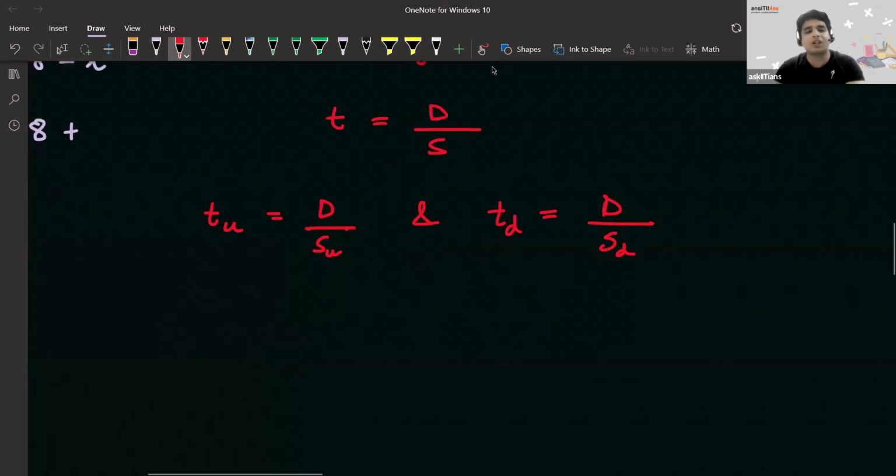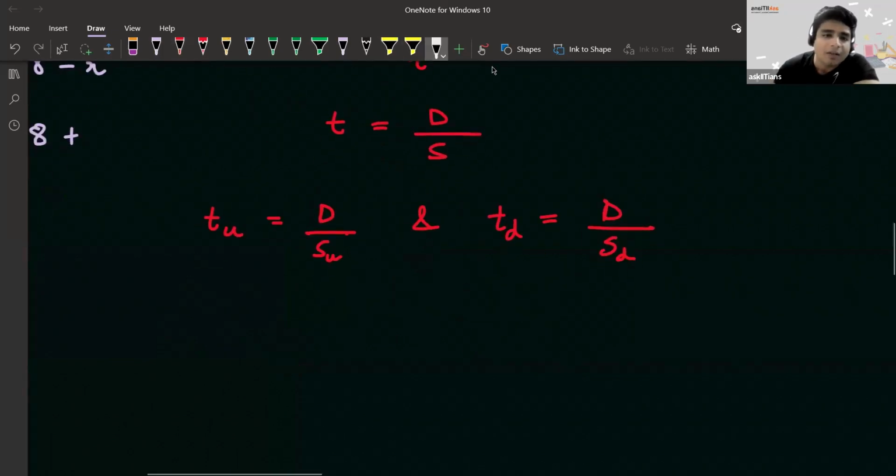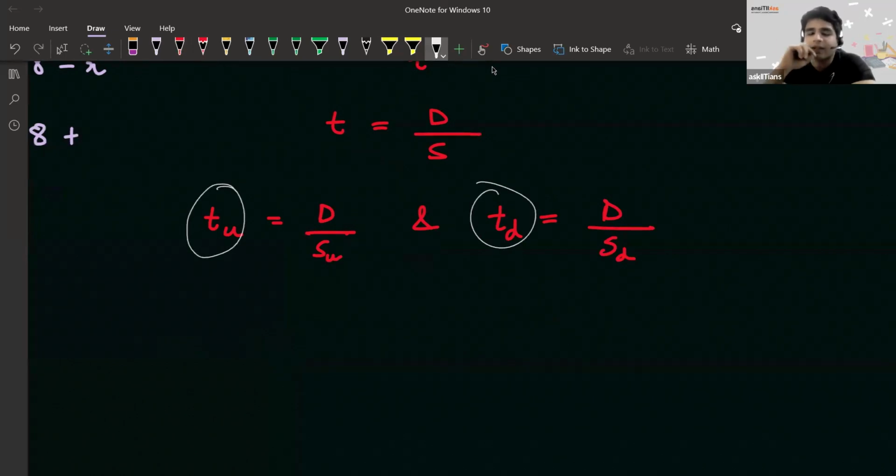Yes. Now, what is the relationship between these two, everyone? What is the relationship between TU and TD? The relationship is that, everyone, if I travel upstream, I take 1 hour more in comparison to if I travel downstream, right? So TD plus 1. Are you getting this, everyone? Tell me yes or no. Is this understandable to each and every one of you?